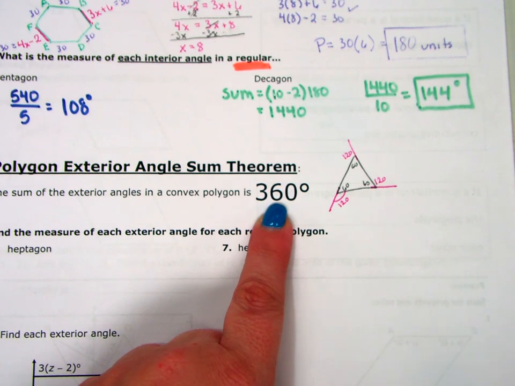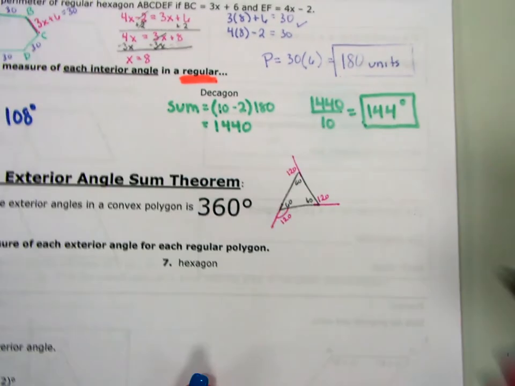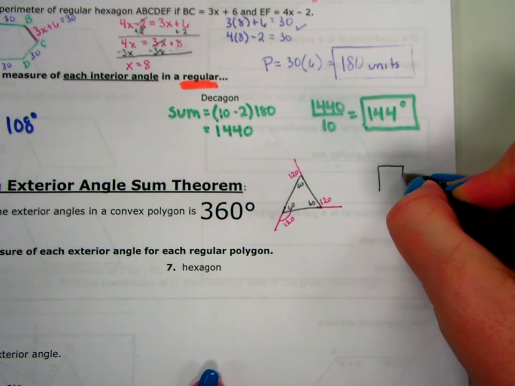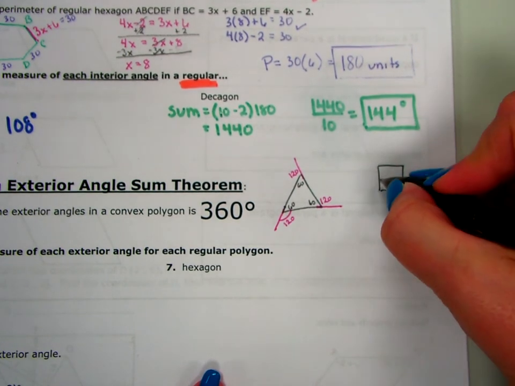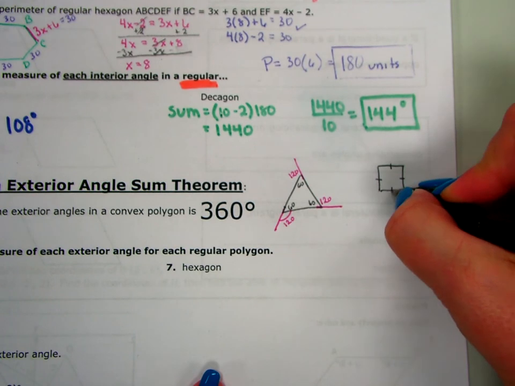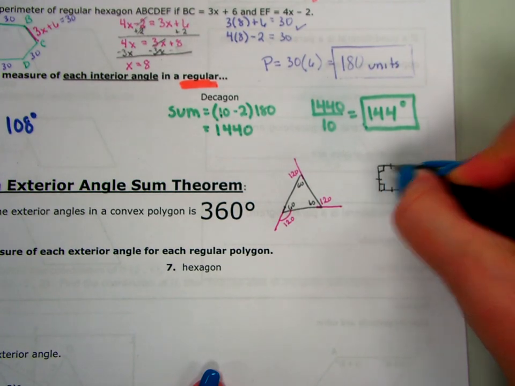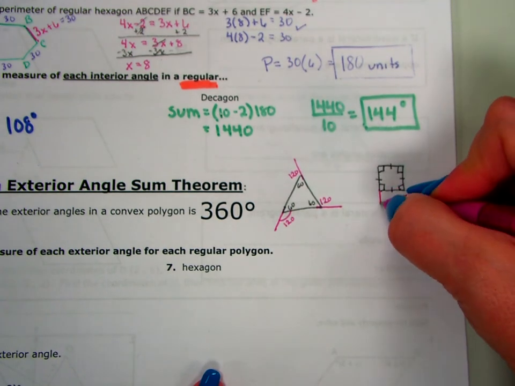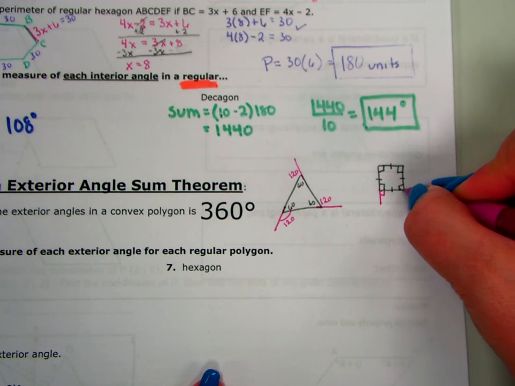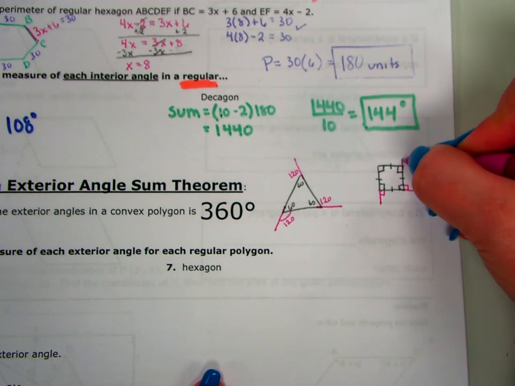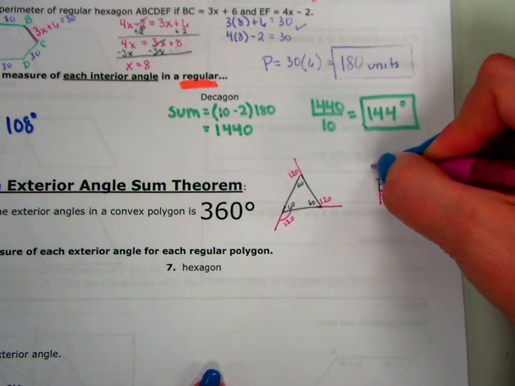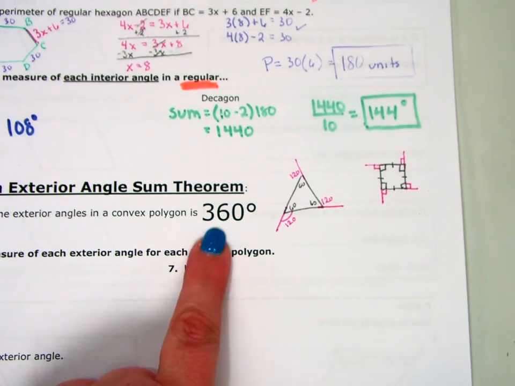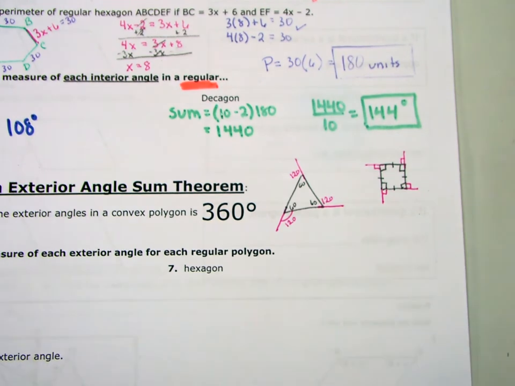Oh, 360, which is what I told you it would be, right? Let's say, what if we don't have a triangle? What if we have a square? A square is a regular polygon, a regular quadrilateral, where my angles inside are all 90, which means if I look at my exterior angles, they're also going to be 90 because they're a linear pair. What's 90 times 4? 360. Let's do one more.